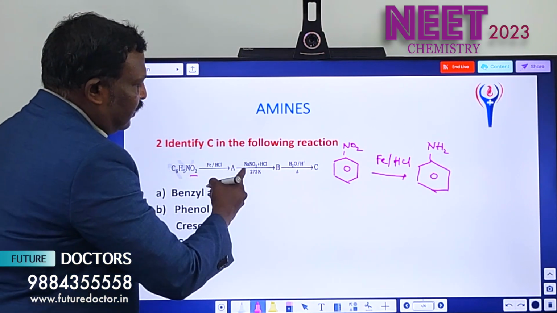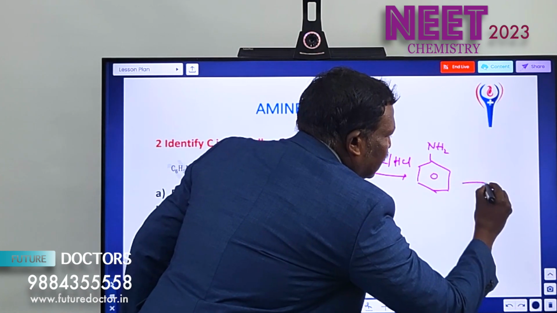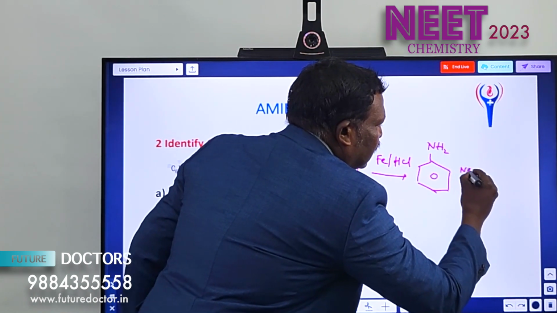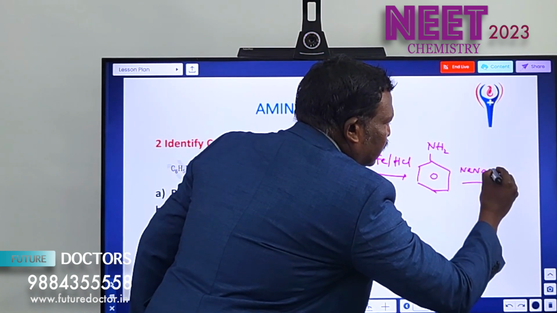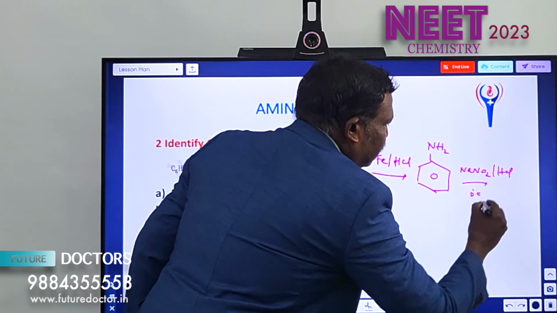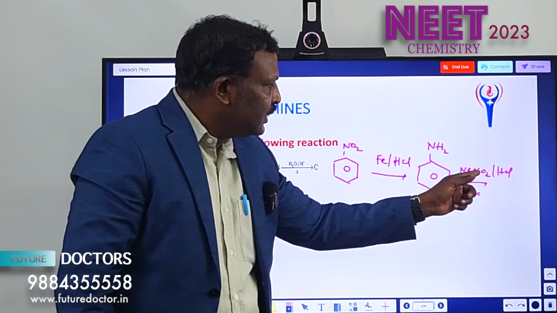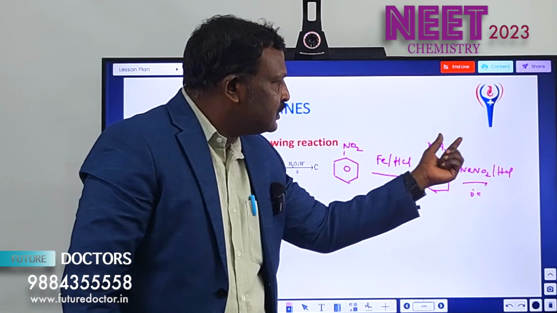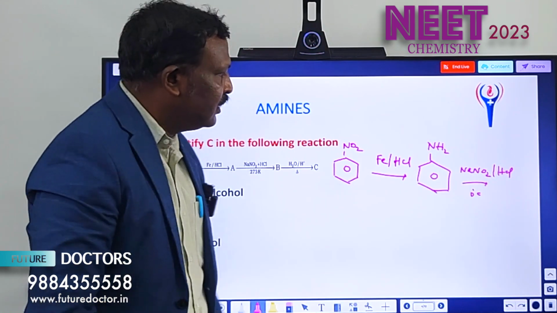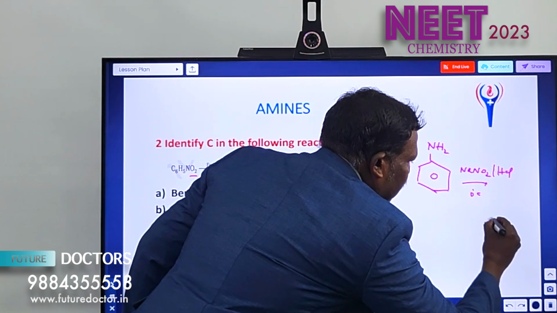A is aniline. Again it reacts with sodium nitrite and HCl, NaNO2 in the presence of HCl at almost 0 degrees Celsius. We get the next compound. This also has one role. It converts NH2 to N2Cl. Understood? I will write it here.